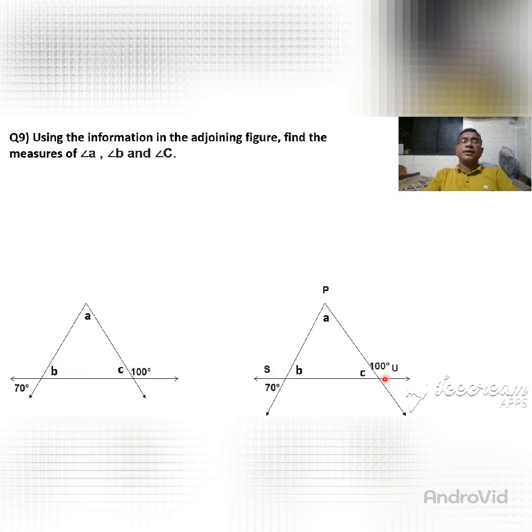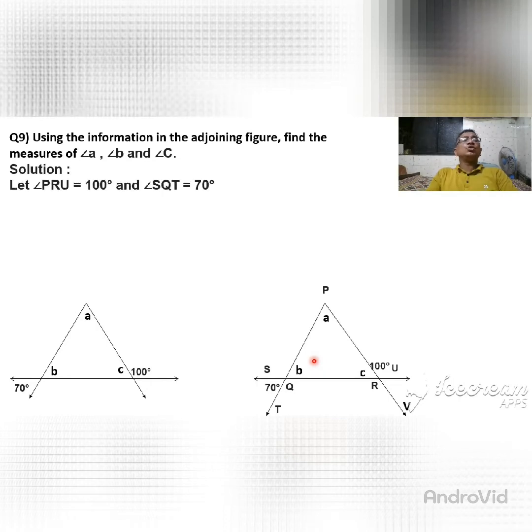Okay, you are finding A, B and C. In such a way here also we are finding that. That is the same diagram given here. Okay. So see how we can solve it? With the help of linear pairs we solve this problem. Solution. So what is given? See, PRU is 100 degrees. So it is written 100 degrees. Then SQT is 70 degrees. So I write here SQT is 70 degrees. In the solution we write whatever is given to you.